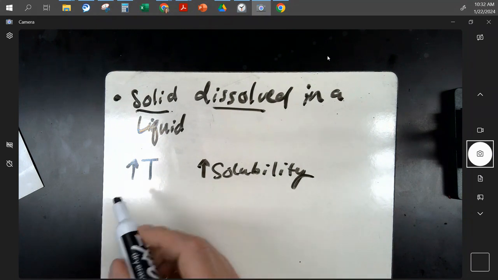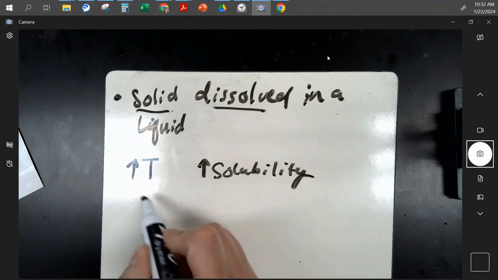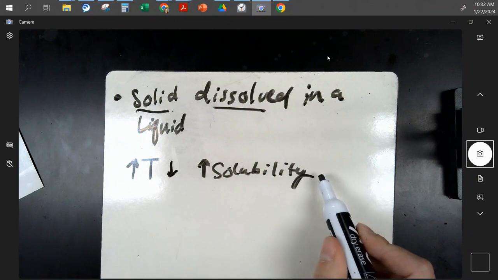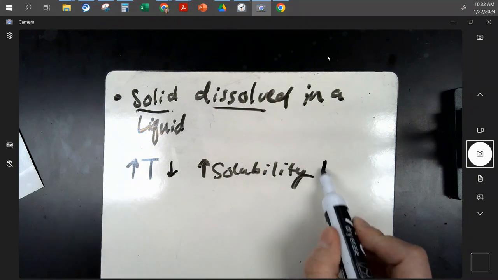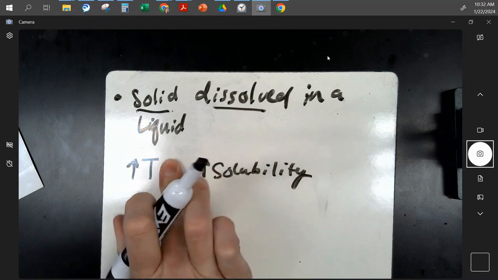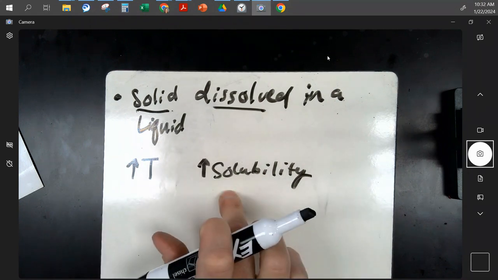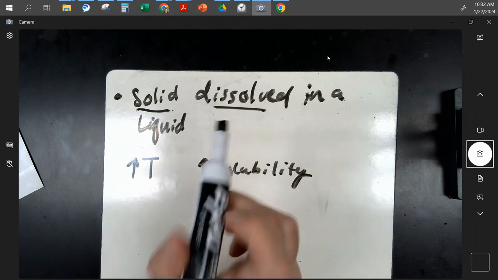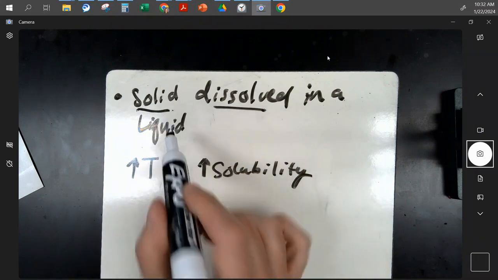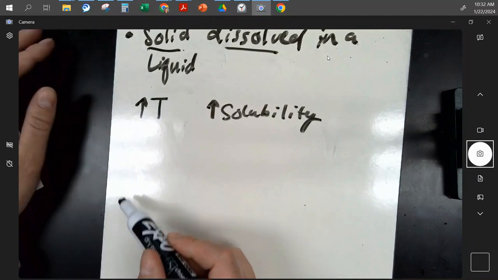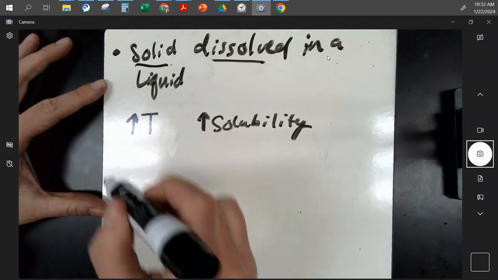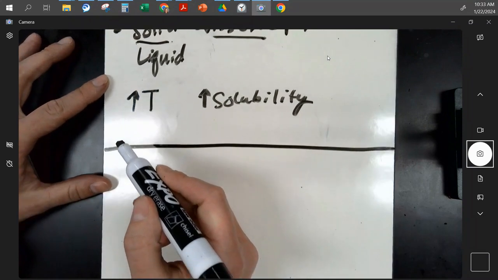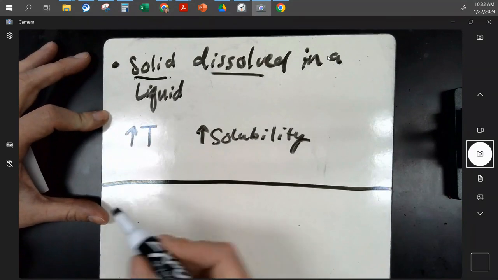Let's see. So that means what happens if we decrease the temperature? What will happen to the solubility? It will also go down. Okay, so if we increase the temperature, the solubility will increase. If we decrease the temperature, the solubility will decrease for a solid dissolved in a liquid. So that one is pretty intuitive, I think. So the next one is a little bit less intuitive, so let's go over that.